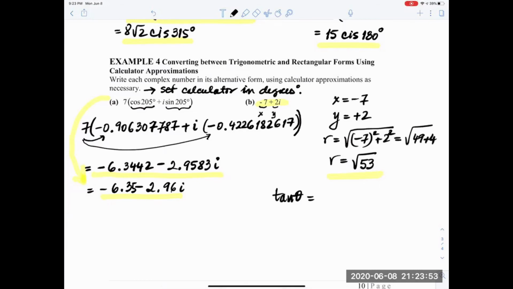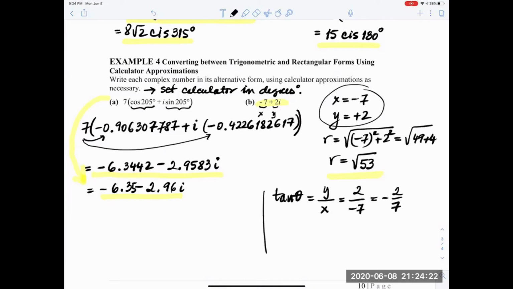Remember, tangent is the y component over the x component. So my y component is 2. My x component was -7. Now, this is a negative number, right? If you really look at your unit circle, in theta, and not only that, you look at x and y, right? So let me make a quick drawing here.